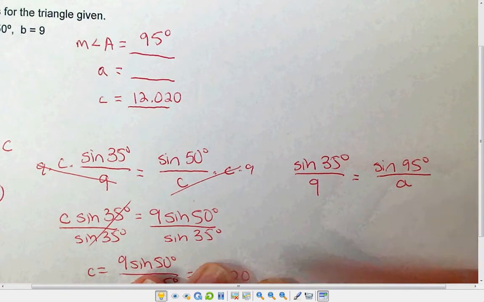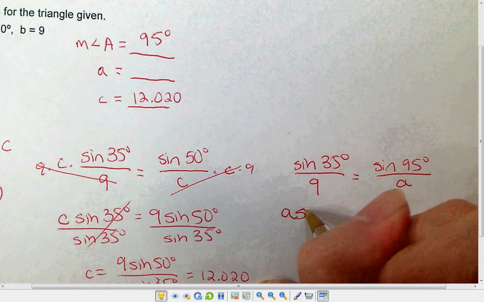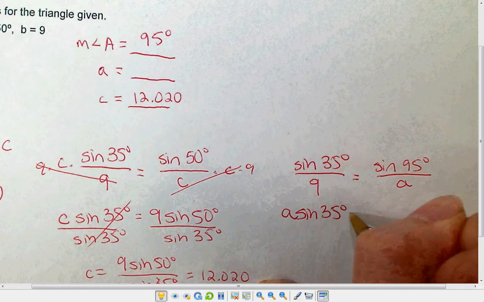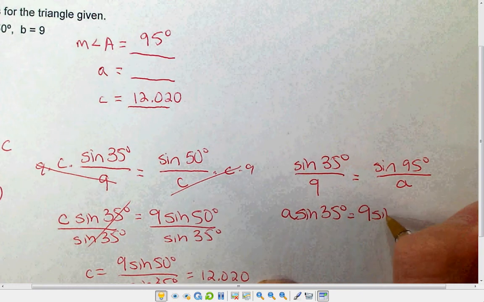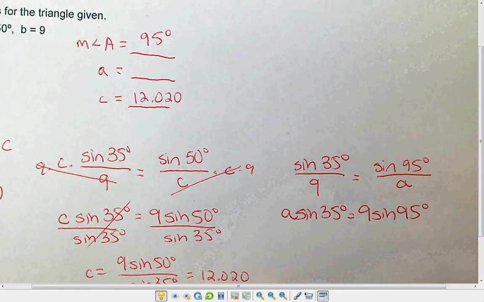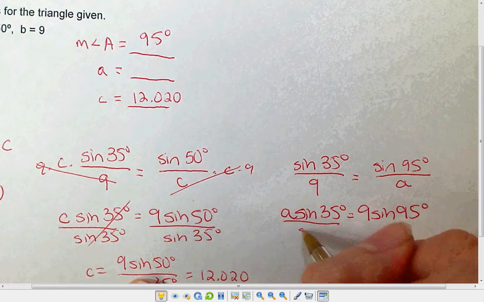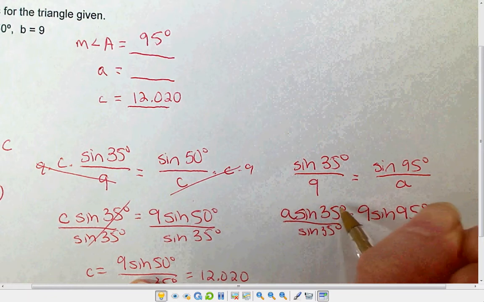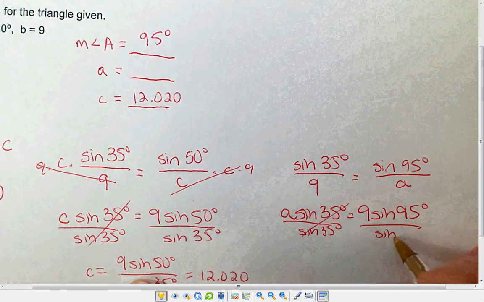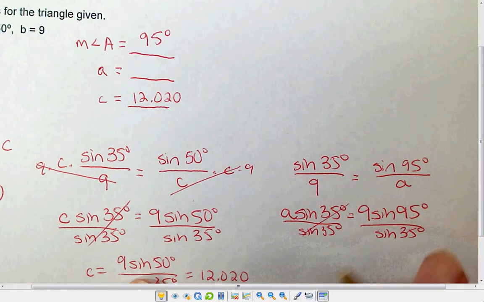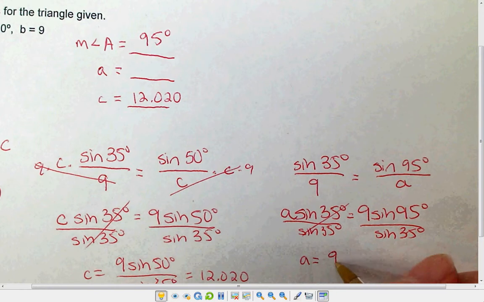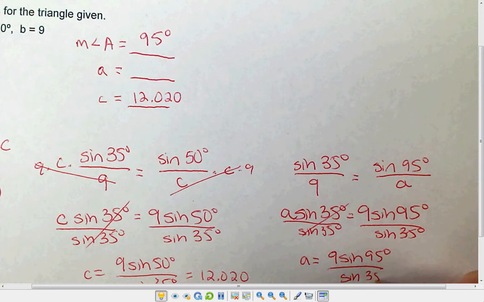Again, we're going to cross multiply, so this leaves you with A sine of 35 degrees equals 9 sine of 95 degrees. We're going to solve for A by dividing by sine of 35. And A is 9 times sine of 95 over sine of 35.